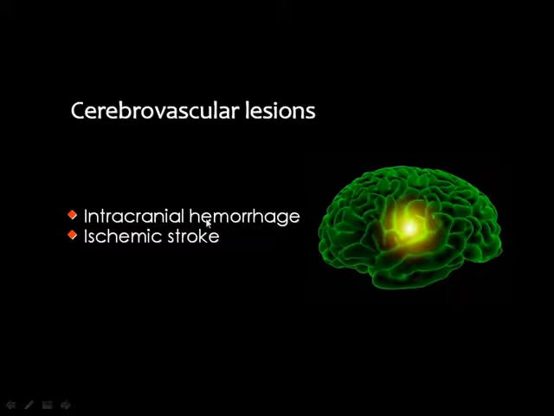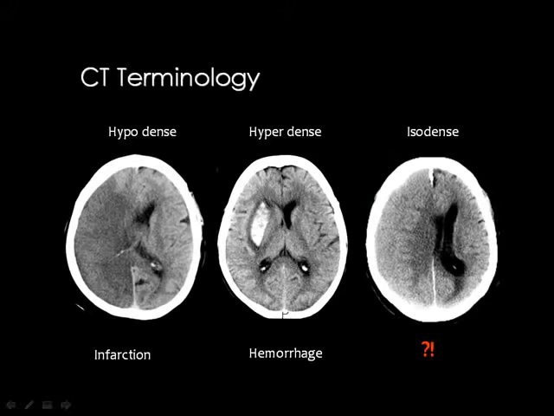And we'll concentrate on the diagnosis of intracranial hemorrhage as well as the diagnosis of ischemic stroke. First of all, we should know some of the terms used in the radiology report. Sometimes you read that we are dealing with a hypodense lesion, or a hyperdense lesion, or an isodense lesion. What do we mean by hypodense or hyperdense or isodense?